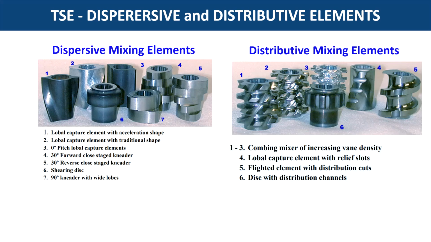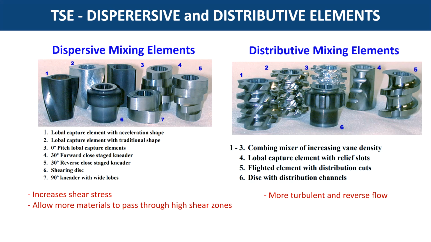Some of the elements for distributive and dispersive mixing are shown here. It is beyond the scope of this video to get into the details of each element's design and how they lead to higher shear and different flow behavior. But in general, dispersive elements either increase the shear stress or make a larger volume of material pass through the higher shear zone. Similarly, distributive elements allow more turbulent flow and reverse flow, thus improving distribution. These elements can also be arranged in a specific pattern to further increase the dispersive and distributive mixing.